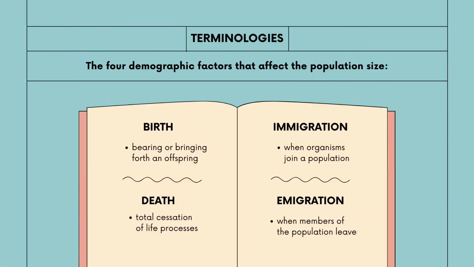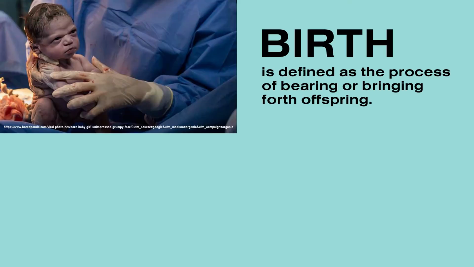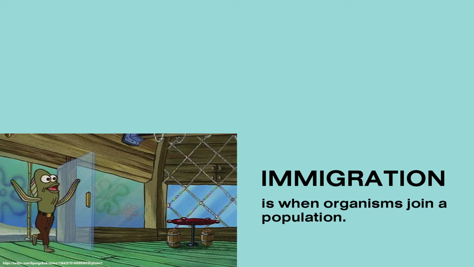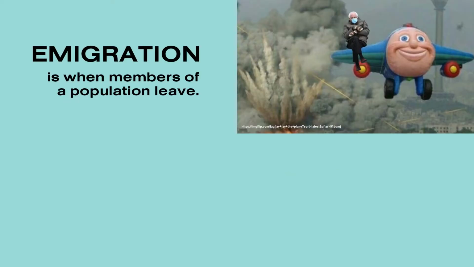To further understand the relationship between the two, let us first define the four demographic factors. First, birth is defined as the process of bearing or bringing forth offspring. Second, death is defined as the total cessation of life processes. Third, immigration is when organisms join a population. Lastly, emigration is when members of a population leave.